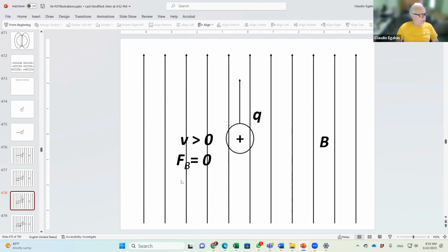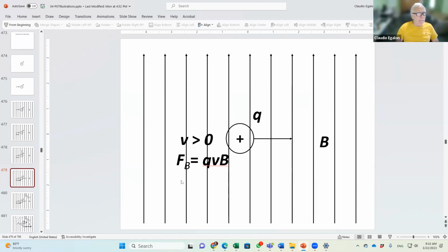So how must the charge be moving? The charge must be moving in a direction other than parallel to the field. For instance, if the velocity vector of the charge is perpendicular to the magnetic field lines, then you have the largest magnetic force that you can have. And that's a law of physics. And this force is given by QVB. But that's just the magnitude of the force.